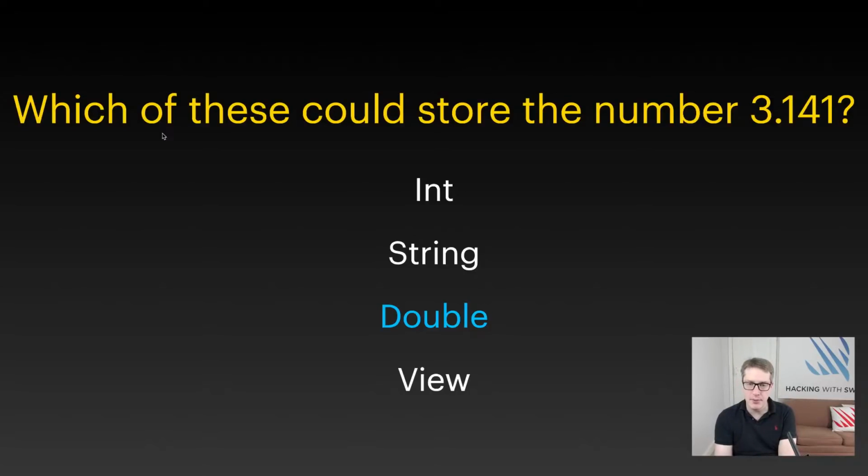Int holds whole numbers like 3. String holds text like hello world. And view holds SwiftUI layouts like VStack and images and similar. So double.